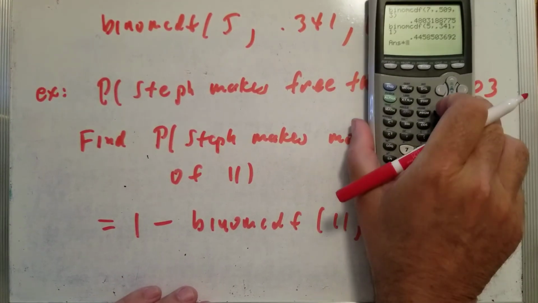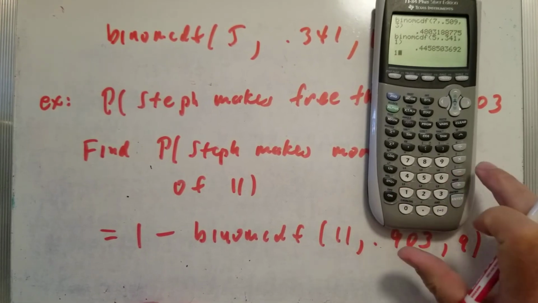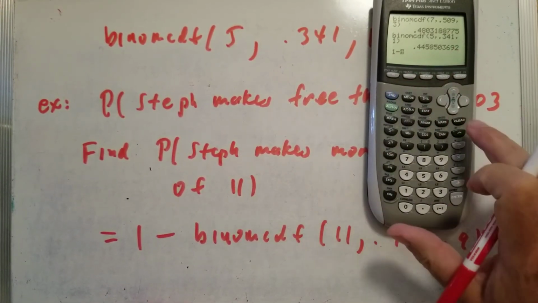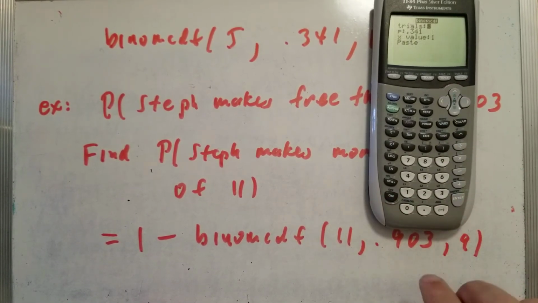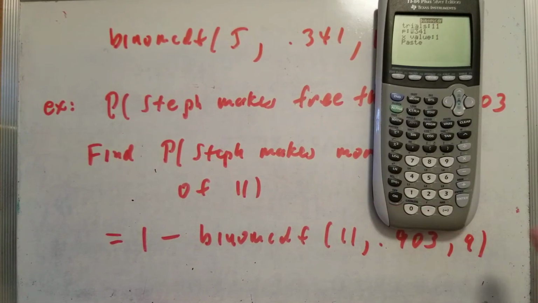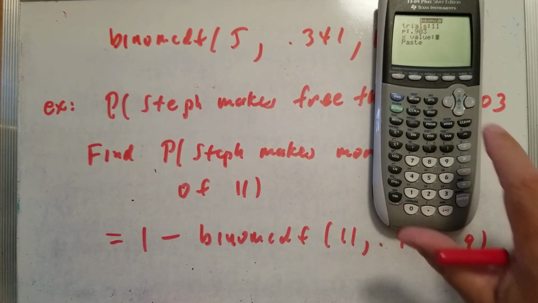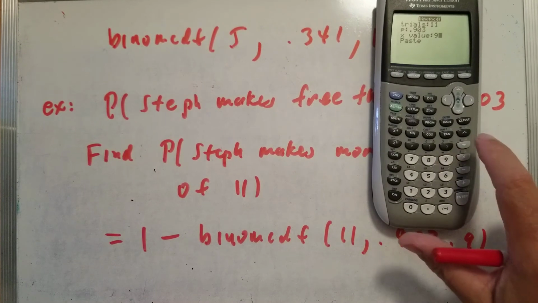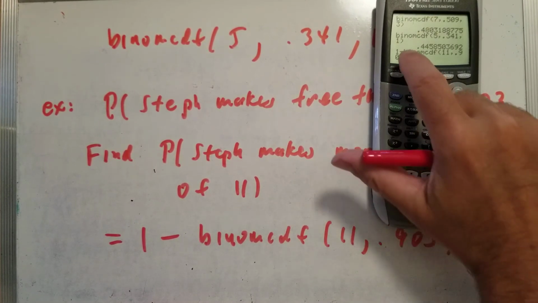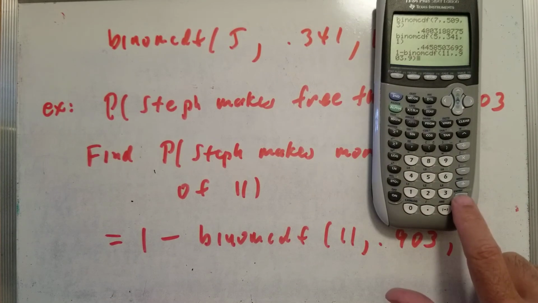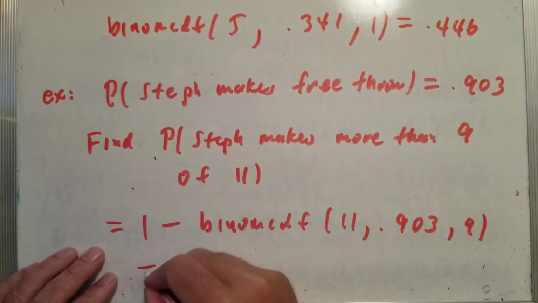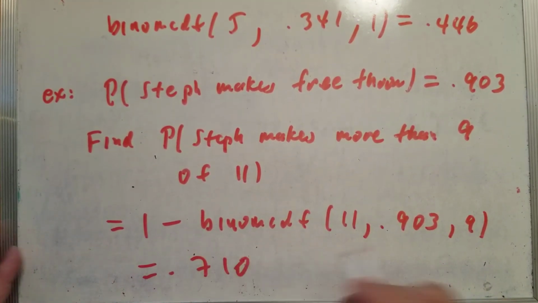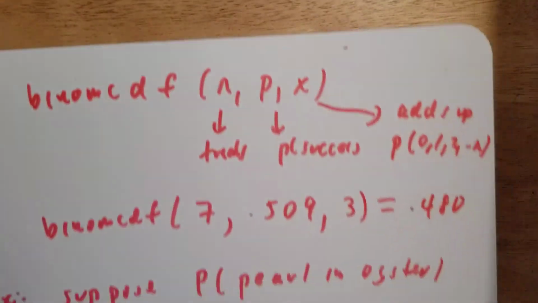On the calculator, 1 minus, notice I'm entering that 1 minus first, binom CDF, 11 free throws, probability of success is 0.903, the number of successes we want to accumulate up to is 9, paste, and notice I'm going 1 minus binom CDF, and that gives an answer of 0.710 to 3 decimal places.